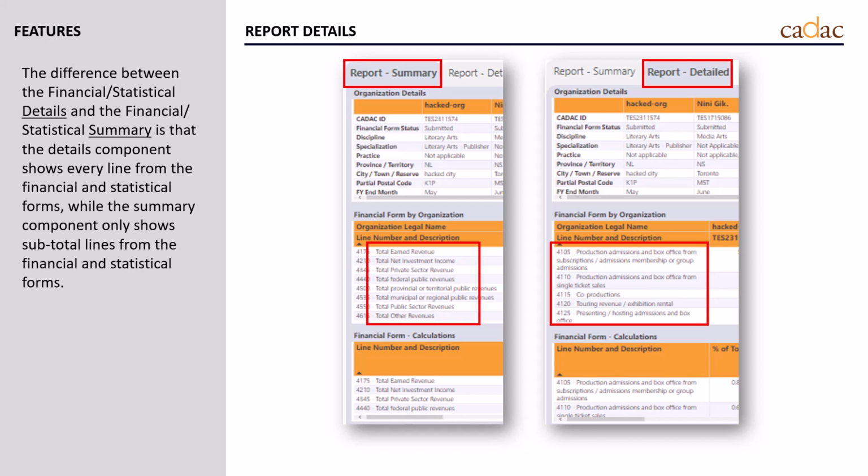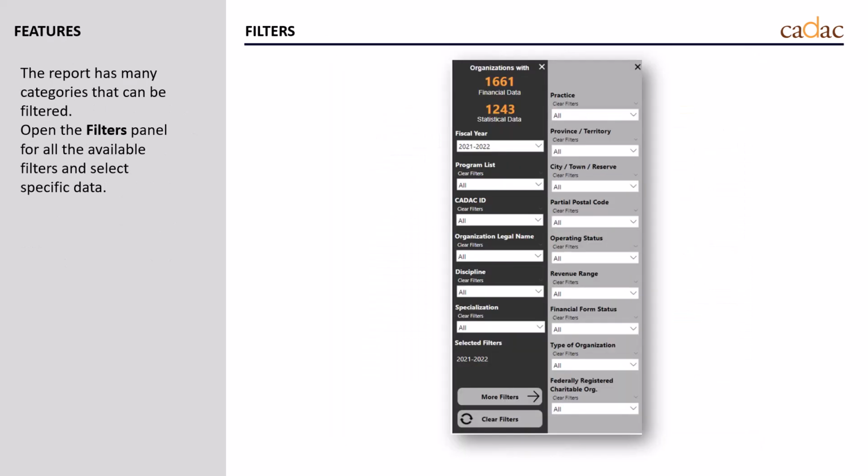You can navigate between those two versions of the report by clicking on the appropriate tab at the top of the report window. And as mentioned previously, the filter panel can be used to see all available filters for the data. In the filter panel, you are presented with a large variety of filtering options. The filters allow you to tailor the report outputs to your specific analysis needs.